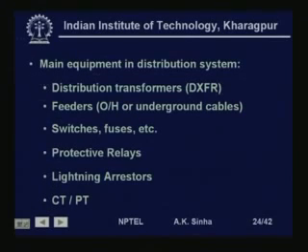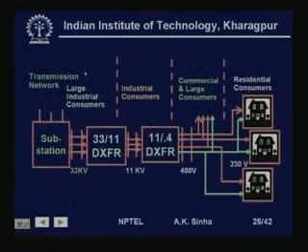Lightning arresters, as I have already said, are used. We have CTs and PTs, that is the current transformers and potential transformers. These are generally used for providing power to the relays as well as for measurement purposes, for energy meters and other things. So we have all these kinds of devices which we use.